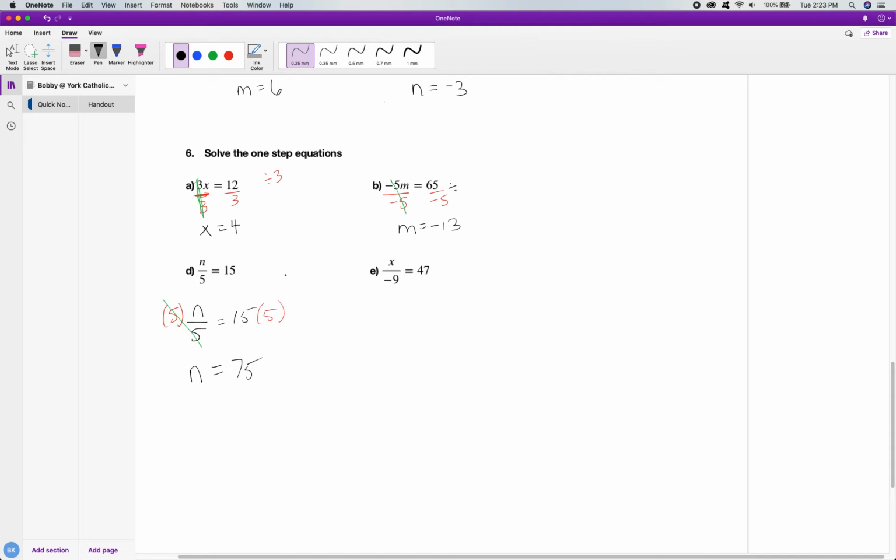75. And then here, we're dividing by negative 9. So the opposite of dividing by negative 9 is multiplying by negative 9. Make sure you multiply by the negative also. Equals, and I don't know what that is. Let's see, calculator. It's 423.